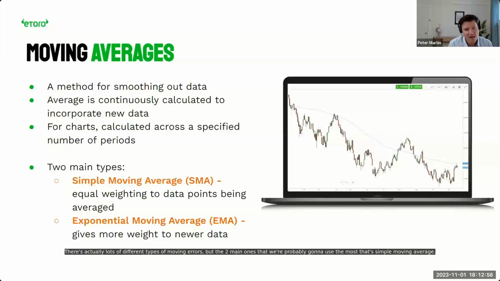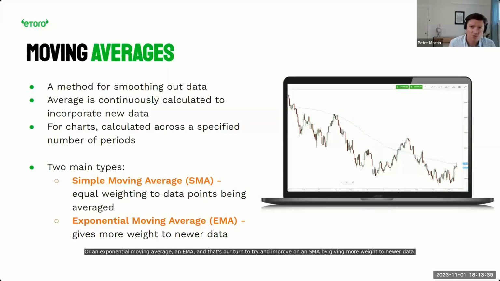There are actually lots of different types of moving average, but there are two main ones that we're probably going to use the most. That's the simple moving average, an SMA, and that gives an equal weighting to all the data points that we are looking at. It's calculated across a specified number of periods. It can be anything: a 10-day period or a 100-day period, and you would average across that, giving an equal weighting to each data point in the series of data.